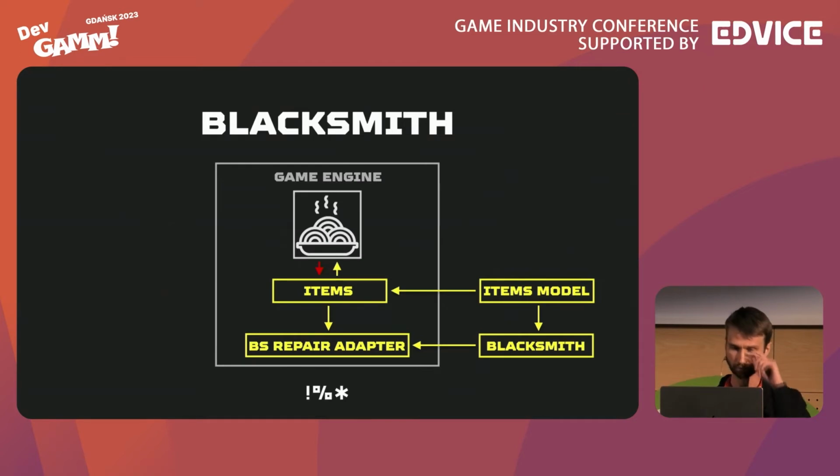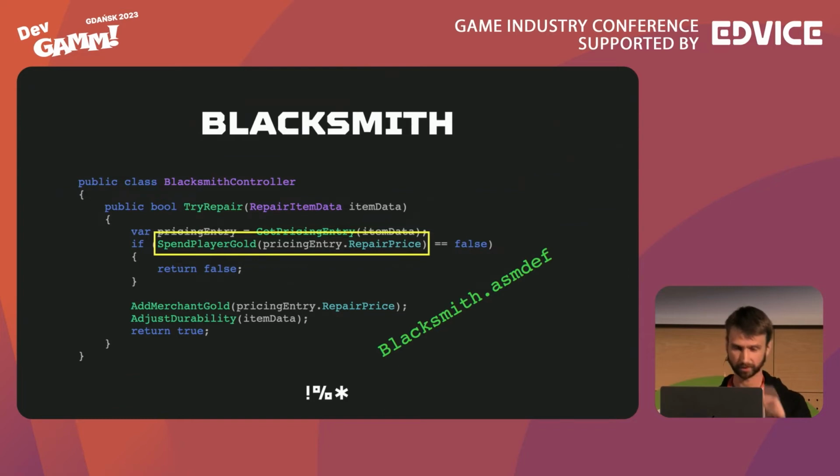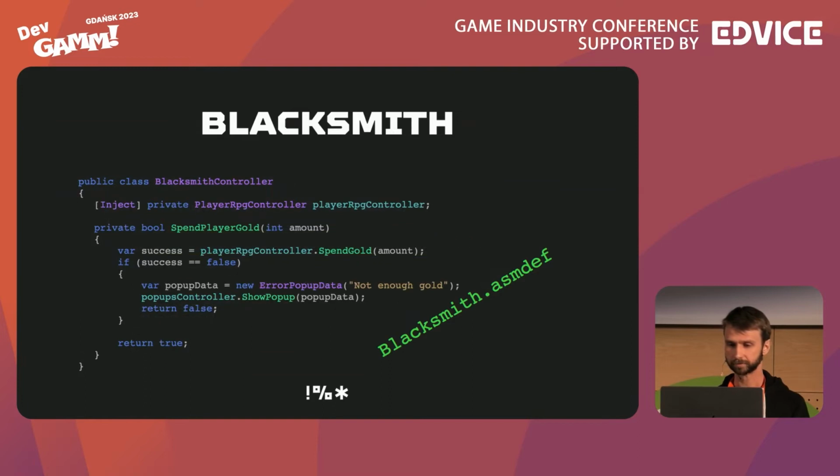So our dependency graph changes a little bit. Right now you can see that blacksmith and the adapter depend on our items module. Okay, the next method from try repair main method is the spend player gold. And this method is problematic because of our dependency to player RPG controller. Let's say it's the class that is responsible for spending player gold.